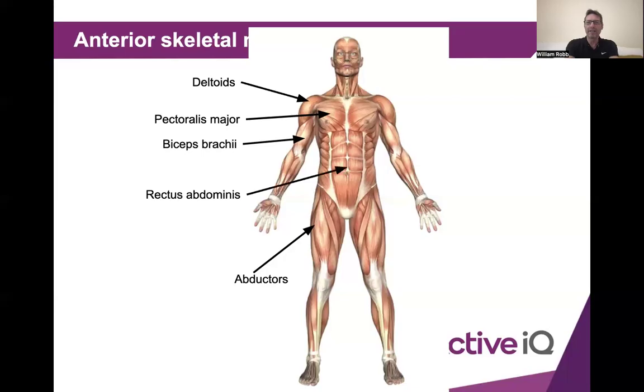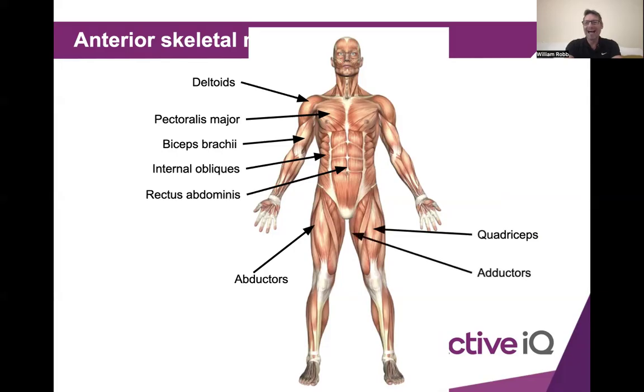Deltoids, so here it's pointing mainly at the anterior deltoid. Internal obliques, which run down the sides of your waist and the inner side. Muscles along the front of the thigh are called the quadriceps.